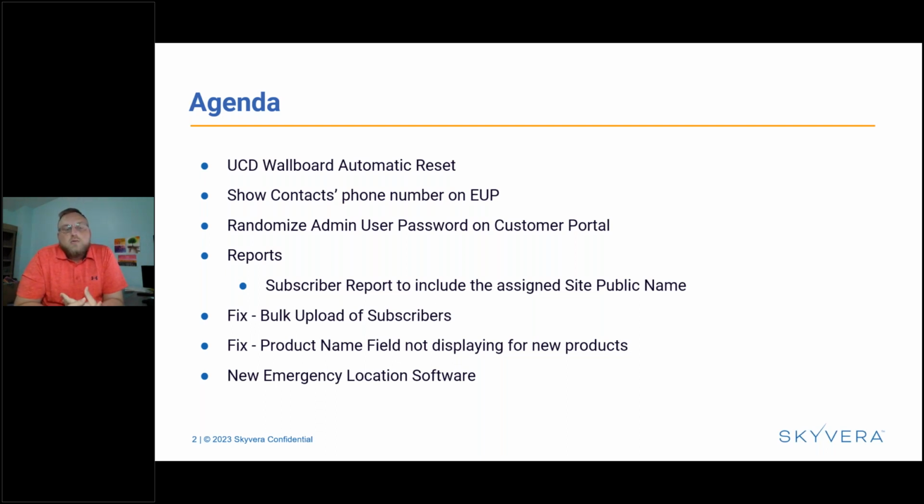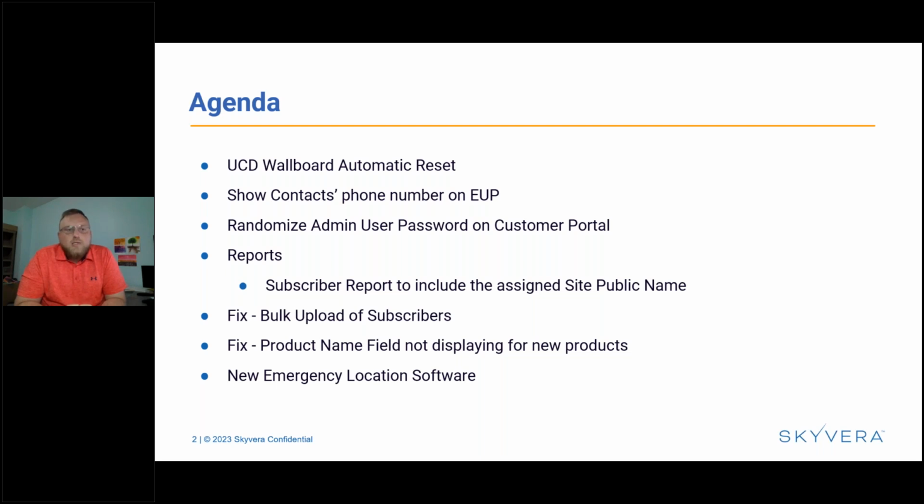The contact phone number on the end user portal, we've made some changes and updates there as well. In the address book on the end user portal, we've added, or are in the process of adding, a new feature to randomize admin user passwords. This will be an opt-in scenario we'll talk about. Instead of having the same admin username and password, we've made an update so that it can be randomly generated.